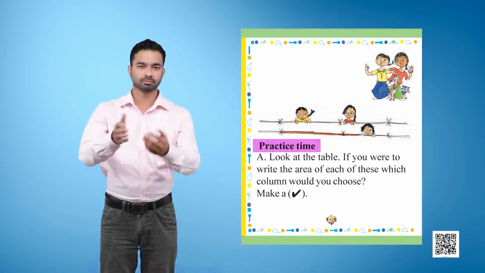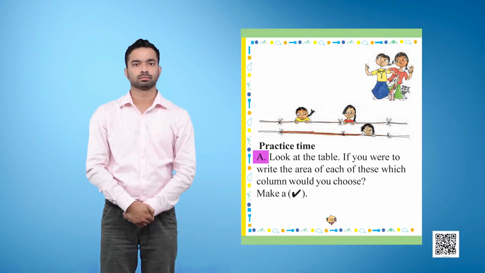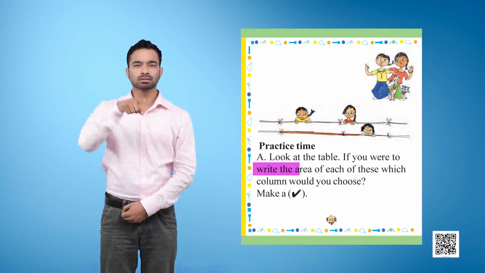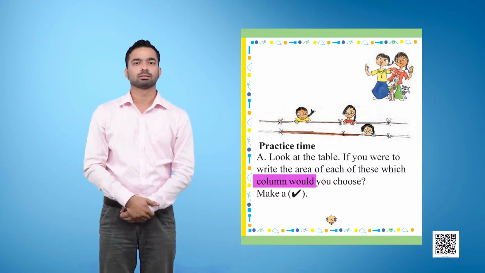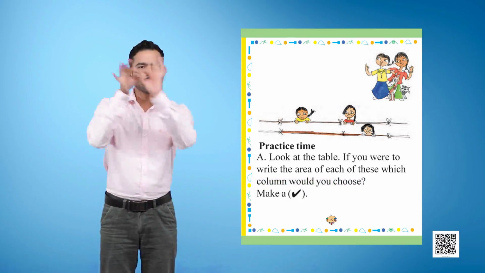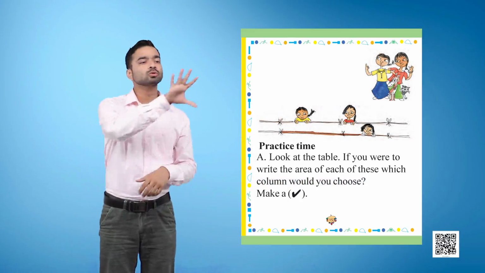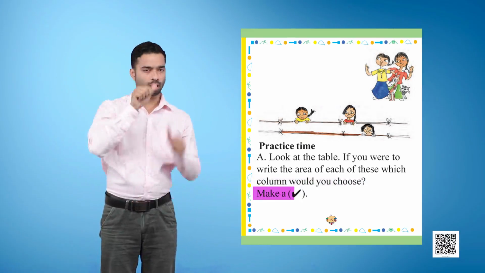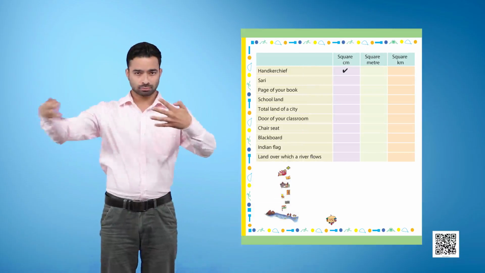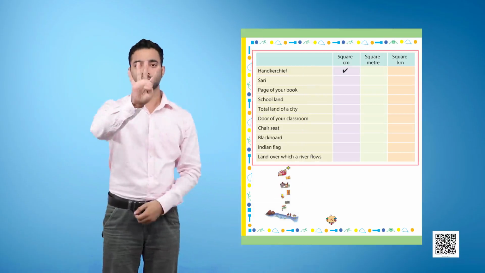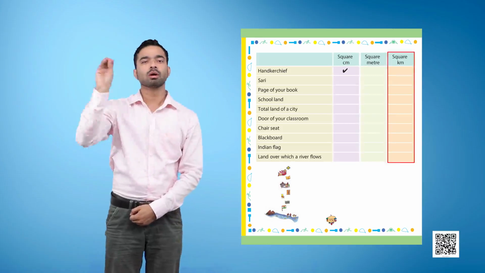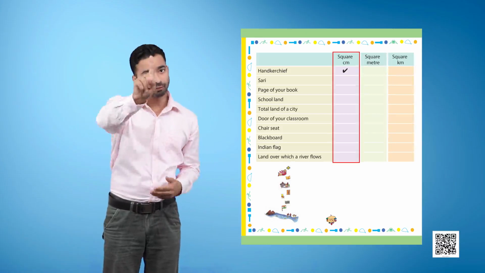Practice time. A. Look at the table. If you were to write the area of each of these, which column would you choose? Make a tick mark. Here's a table with 4 columns. Column 2, 3 and 4 are all empty for you to make your correct answers by ticking.